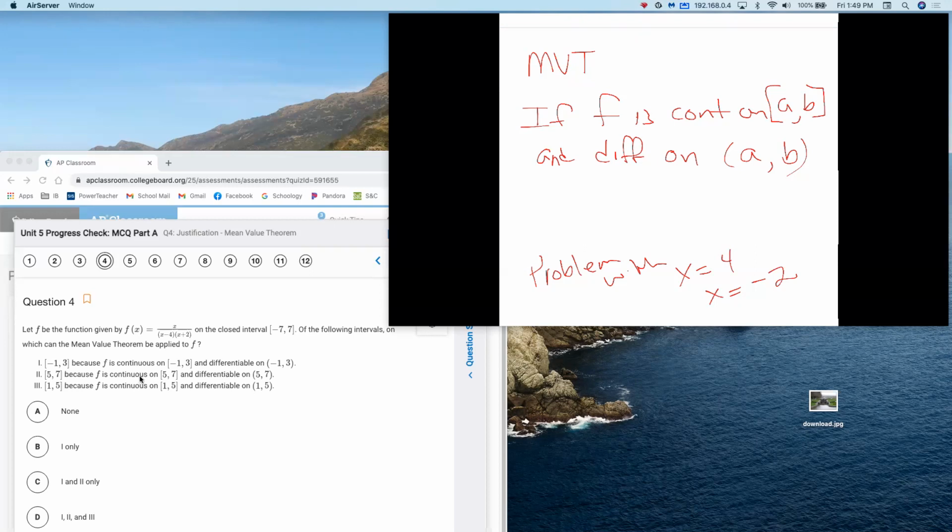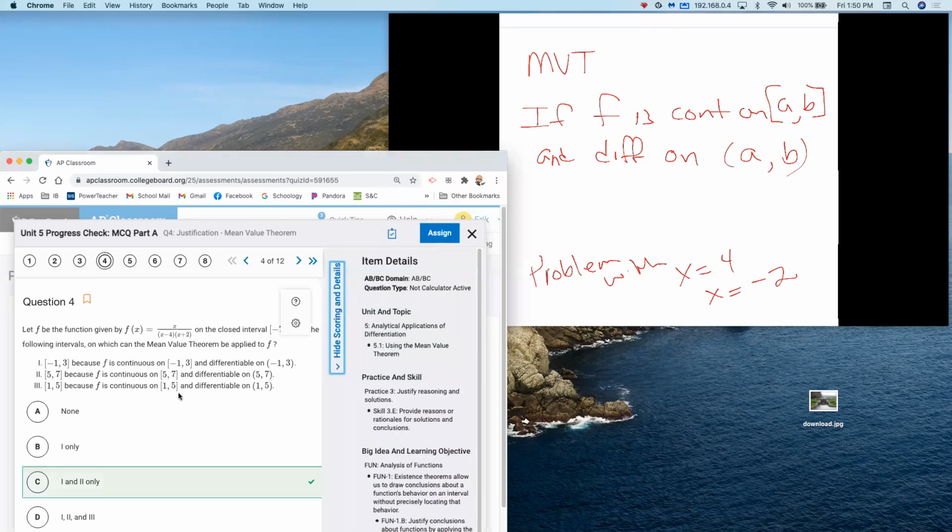So we're okay with this first one, -1 to 3, because that doesn't include 4, and it's continuous and differentiable there. 5 to 7 we're okay with as well, because that excludes these two problem places. But if you look at this one, 1 to 5, we have a problem with the value 4. So when you look at which of the following can be applied, it's only I and II. III is not included, because we can't use the mean value theorem on interval III, as 1 to 5 includes one of those issues.